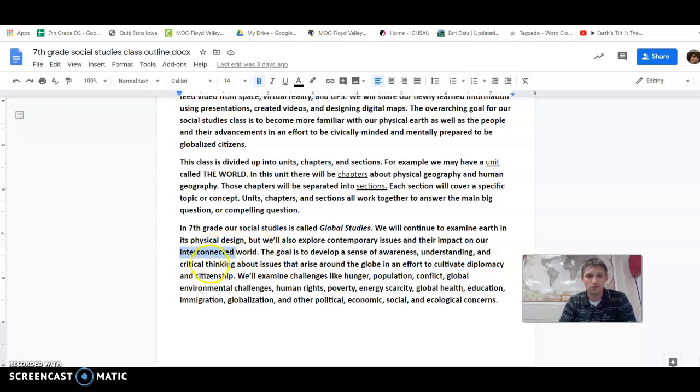Our conversations were around the word interconnected and how our world is becoming more and more interconnected and why it's important to understand that idea. And then also these 2 words here, to cultivate diplomacy. And so we spent some time in class researching what it means to cultivate in this sense, to develop or to prepare diplomacy. And we looked up diplomacy as well.